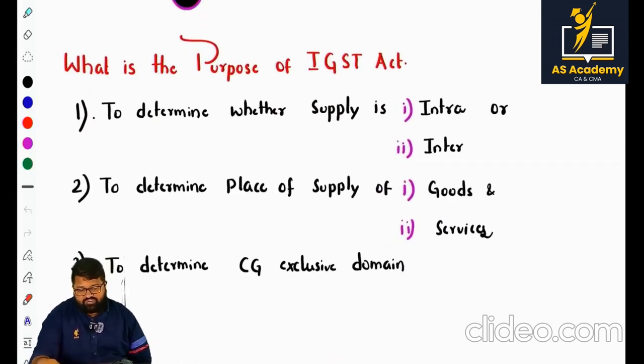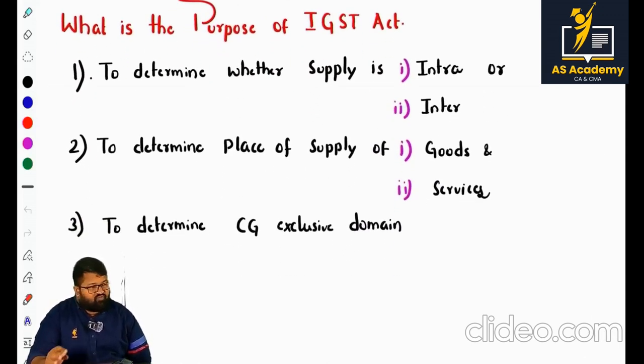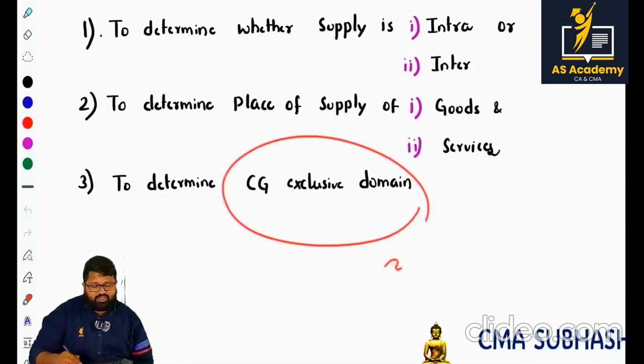Three points. What is the first point? Whether the supply is interstate, whether the supply is intra or inter. What about the next one? Place of supply of goods and services. And what is the domain? What is the coverage?